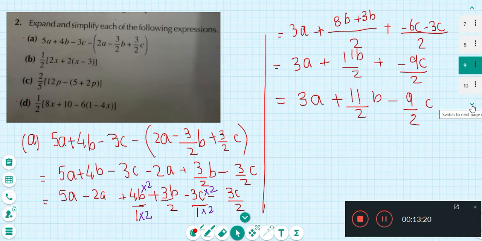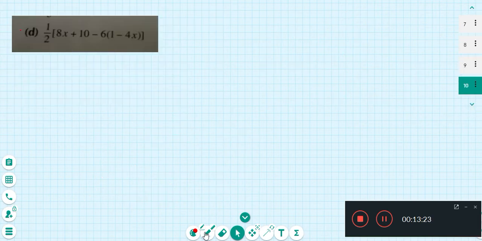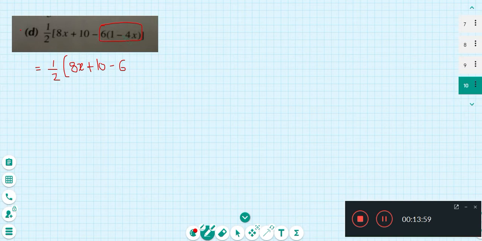Okay, next part D of the same question. 1 over 2 into square bracket start 8x plus 10 minus 6 into round bracket start 1 minus 4x round bracket end square bracket end. So first of all we will open this round bracket inside this square bracket. So 1 over 2 into 8x plus 10 as it is minus 6 into 1 gives you minus 6, minus into minus plus 6 into 4x gives you 24x.